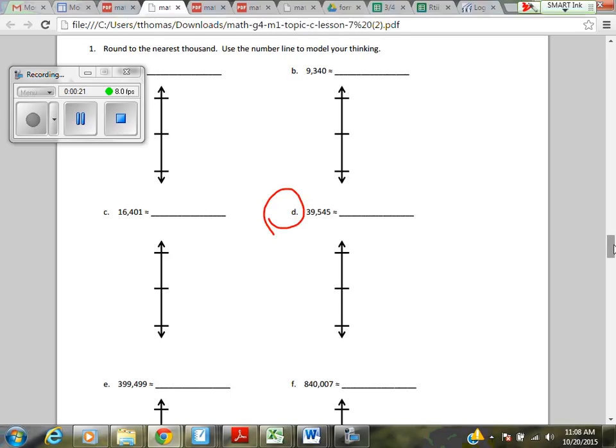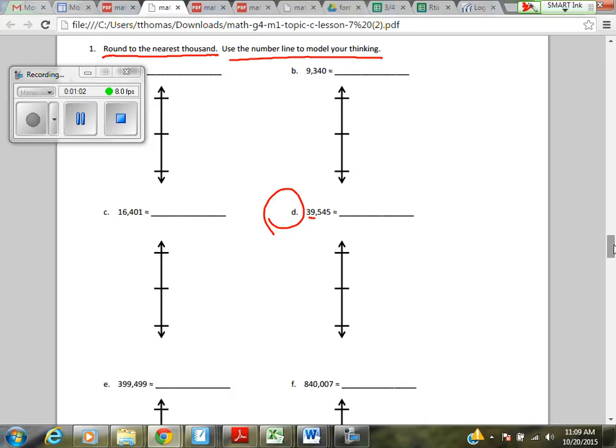So D, the directions tell us to round to the nearest thousand, and then use the number line to model your thinking. So today we are going to round to the nearest thousand. If I look at D and I see the number 39,545, I can see that that has 9 thousands. So because it has 9 thousands, that's what I'm going to work with. I'm also going to work with the number before it, which is the 3. So I could say that this number has 39 thousands in it.